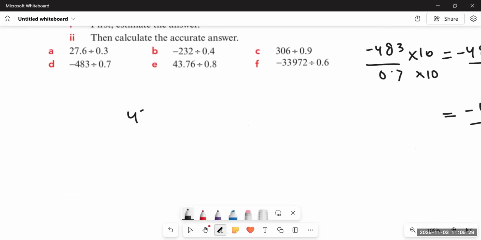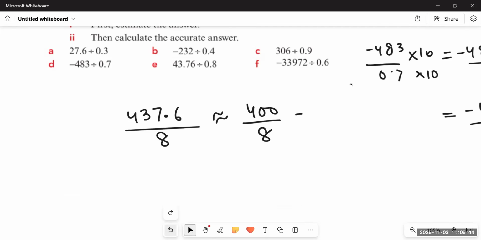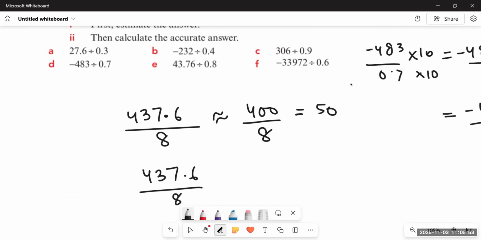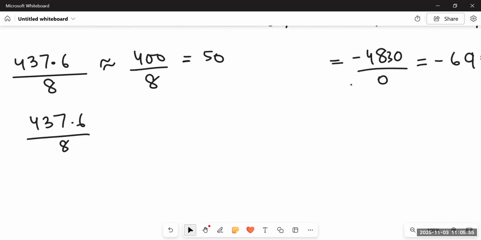So this would become 437.6 over 8. And the estimated answer would be 400 over 8, and that's 50. For the estimated answer, we are getting 50. For the actual answer, let's see what we get. For this, we will divide 437.6 by 8.